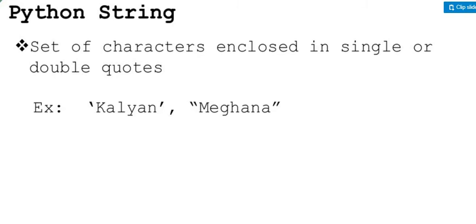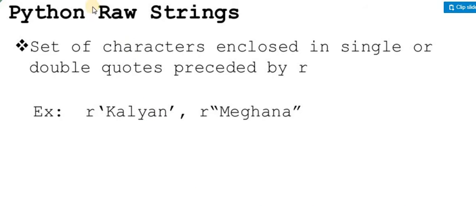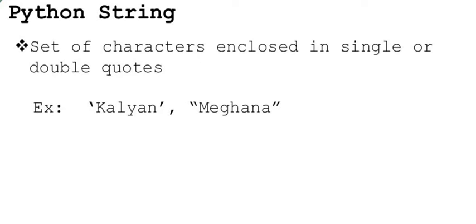Now before going to regular expressions, first of all we will understand what Python strings and Python raw strings are. First, what is a Python string? A string is nothing but a set of characters enclosed in single or double quotes. Like here the first string is Kalyan and another string is Meghna. In Python we can declare a string with single quotes and also with double quotes.